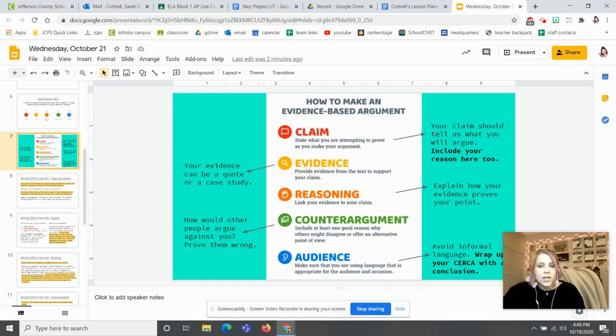And then in bold here, I wrote include your reason here too. It's important to make sure that you have a reason. In an essay, you have 3 reasons, right? We're only writing a paragraph, so you only need 1 reason. You can include more if you want to, but typically it's 1 reason per paragraph, so we're only going to focus on including 1 reason right now.